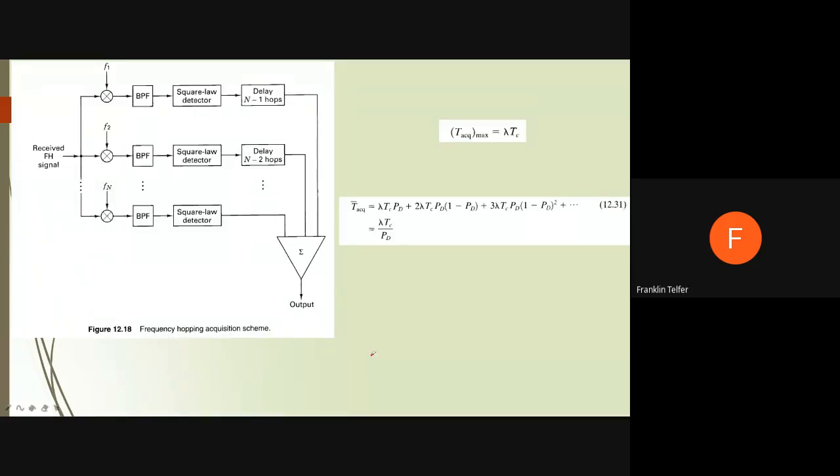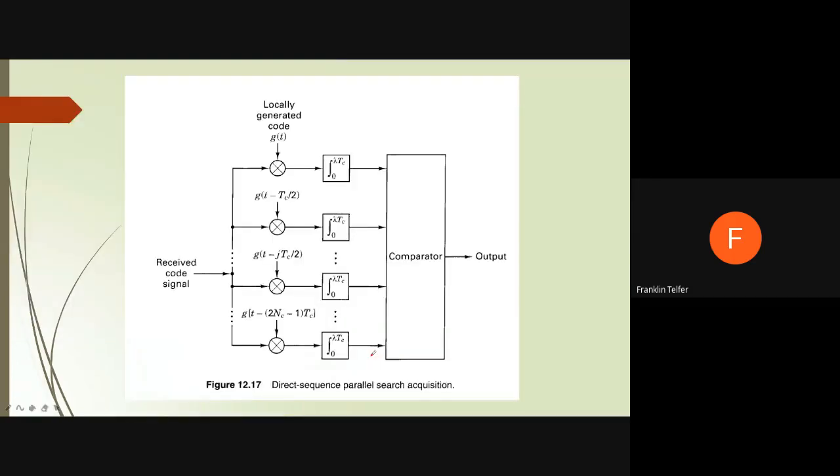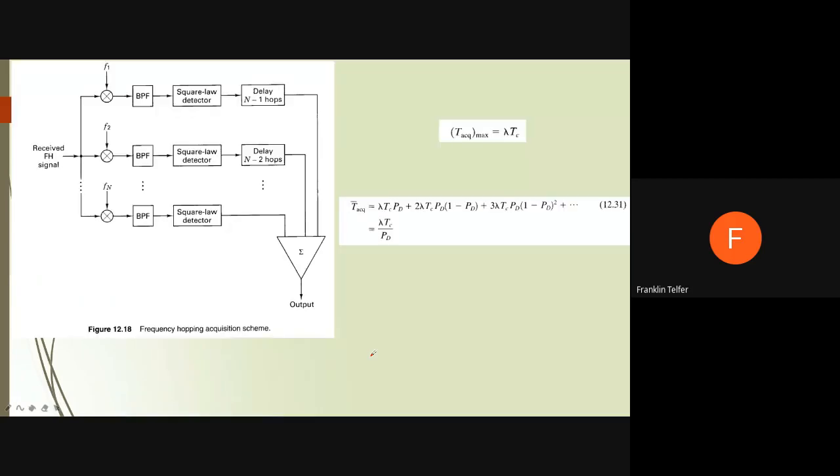It defines the frequency hopping acquisition scheme. So here we saw the direct sequence spread spectrum, DSSS, with respect to parallel search acquisition. Similarly, we can see it in a system like frequency hopping. How can we synchronize in the frequency hopping technique? Here is a diagram.